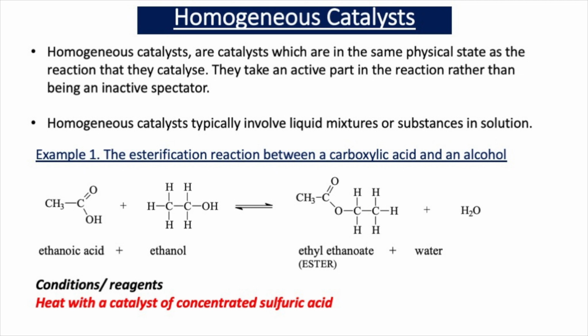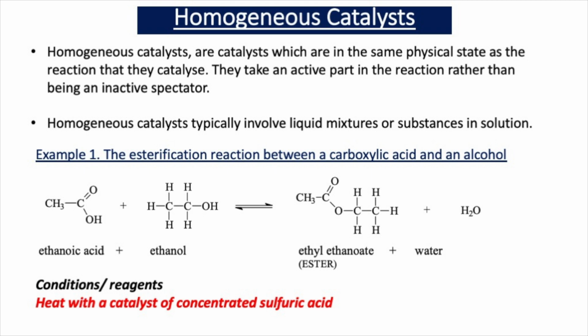And the catalyst here is concentrated sulfuric acid, and it's a liquid, and so are all the reactants and products here. So this is an example of a homogeneous catalyst. Now it's worth pointing out that one of the issues you have with a homogeneous catalyst is that it can be difficult to get the catalyst back at the end of the reaction, because the reactants and products are all liquids, and so is your catalyst, so therefore it does make separation of the catalyst more difficult.